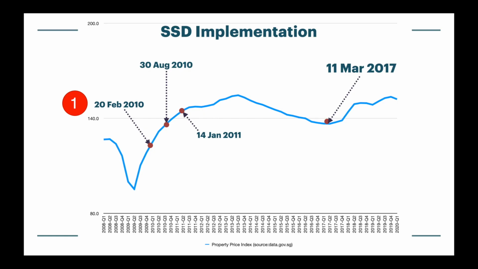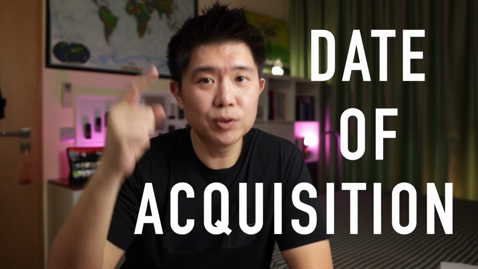To give you a bit about the history, this was first implemented on the 20th of February 2010, and the government put in the second measure on the 30th of 2010, and maybe 4 months later they put in one more. I'm not going to go into details on the rates, but I'll explain what the current rates are like, and that was the last one that was implemented on the 11th of March in 2017. For seller stamp duty, there's something that you need to take note of, which is the date of acquisition.